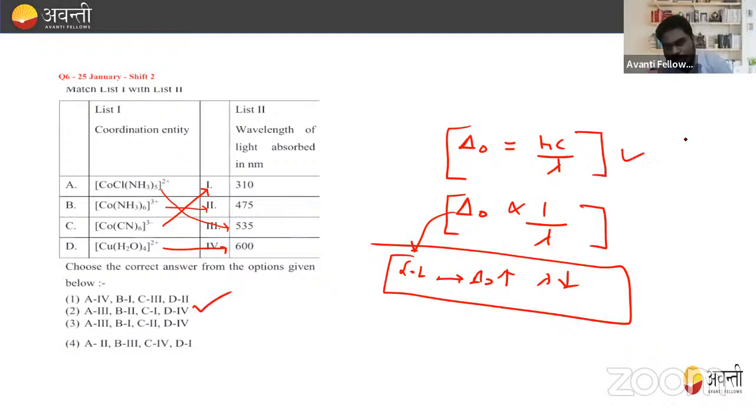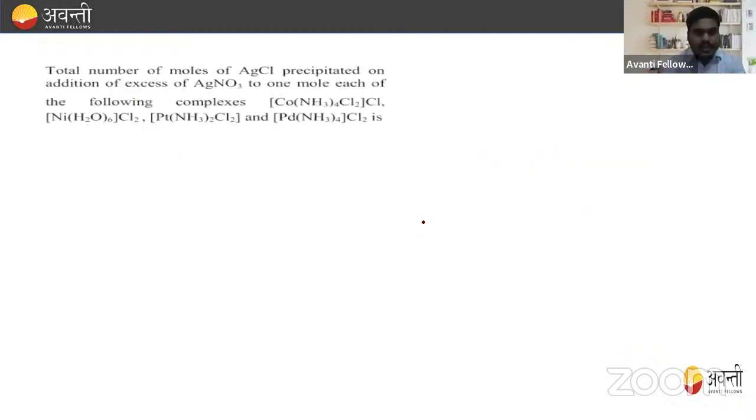So just by using this formula, delta O is equal to hc upon lambda, we can find the relationship between the wavelength and the splitting energy. I hope you find no difficulty in solving this question also. Is it very simple? Yeah. Is it simple, beta? Right.